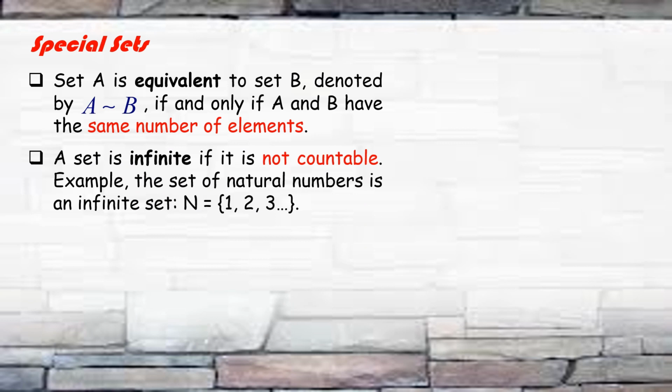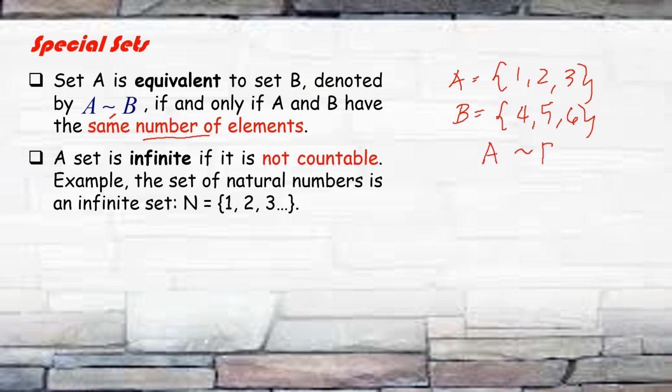Set A is equivalent to set B. So, this is equivalent sets. Denoted as A, ito yung symbol ng equivalent to B, if and only if A and B have the same number of elements. So, halimbawa, A is 1, 2, 3. Set B is 4, 5, 6. We can actually say that A is equivalent to B.